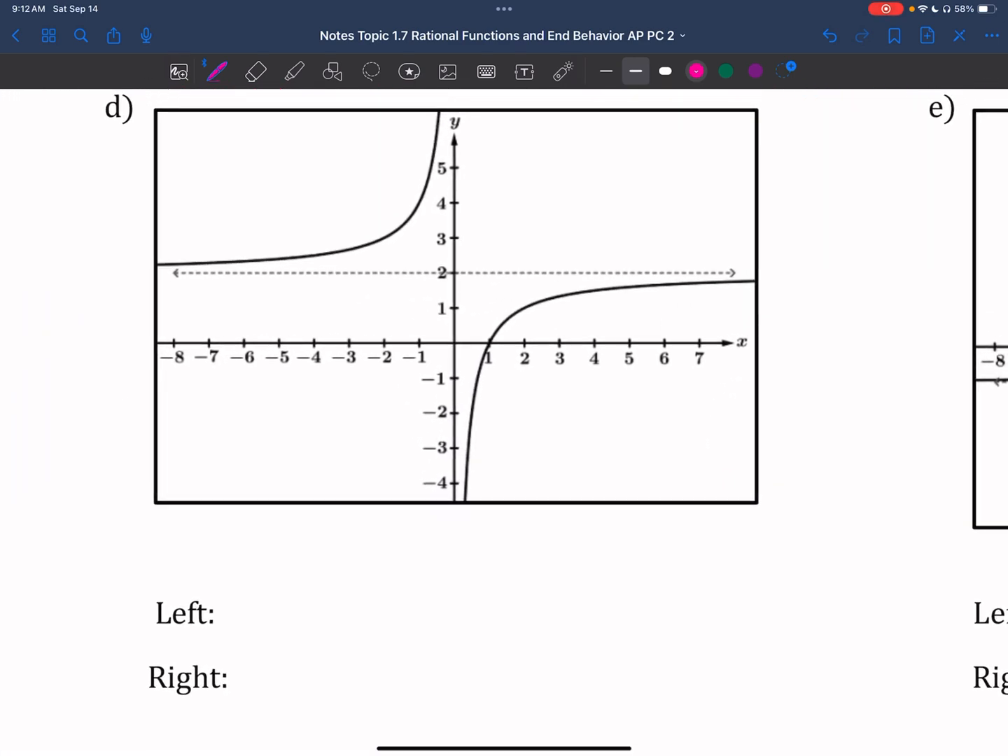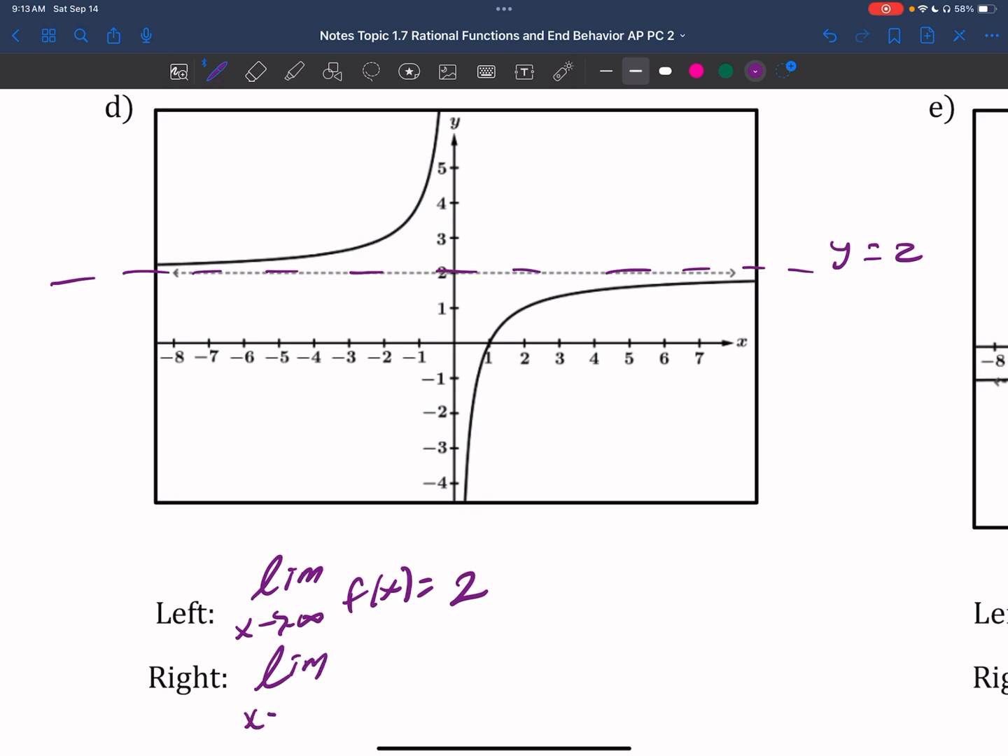For example, D, you are looking at a rational function graph and determining the limits. So here I'm going to do what I did at the beginning of the video, highlight the asymptote, which in this case is y equals 2. After that, I can see, like I said, that the left side is approaching the asymptote and the right side is also approaching the asymptote. So I know that the asymptote and the limits will be the same number. So I'm going to say the limit as x approaches negative infinity, I'm going to call it f of x, is going to be equal to 2. And then the limit as x approaches positive infinity for f of x is also equal to 2.